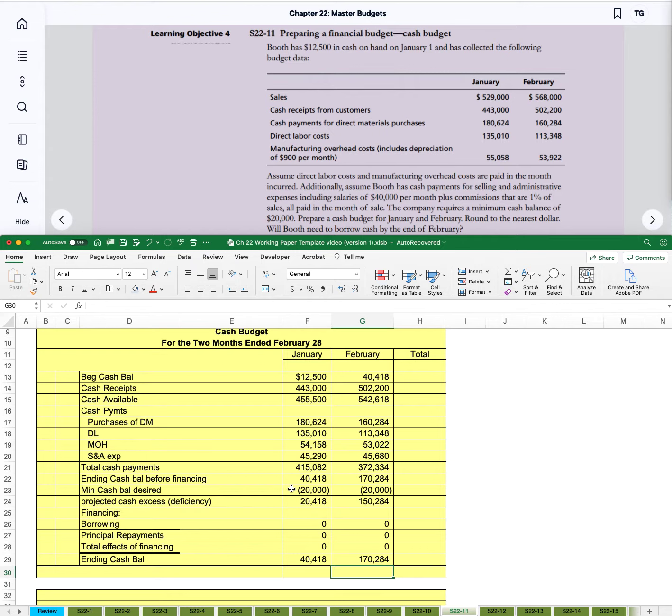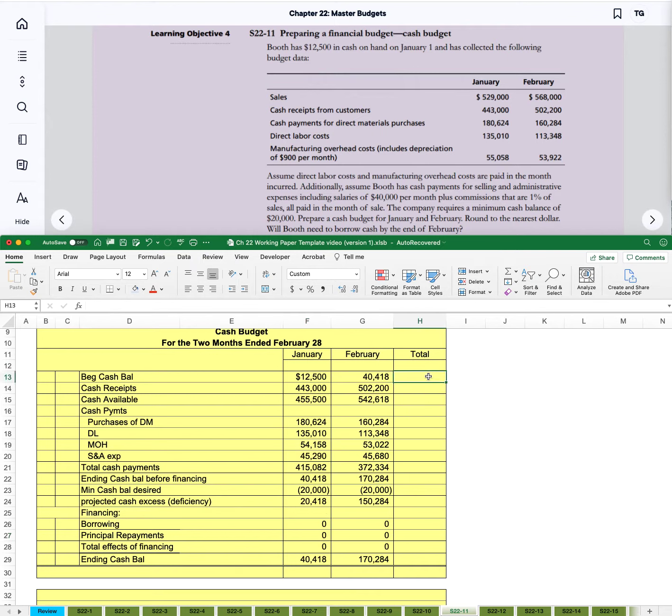If we did need to borrow, usually the problem will tell you something like we have to borrow in increments of 1,000. So if we were deficient by, let's just say that this was instead of an excess, this 20,418 was a deficiency, and we could only borrow in increments of 1,000, we would have to borrow $21,000. So we would put our 21,000 here, and then we would start making repayments in the future months or quarters based off of the interest rate that applies.